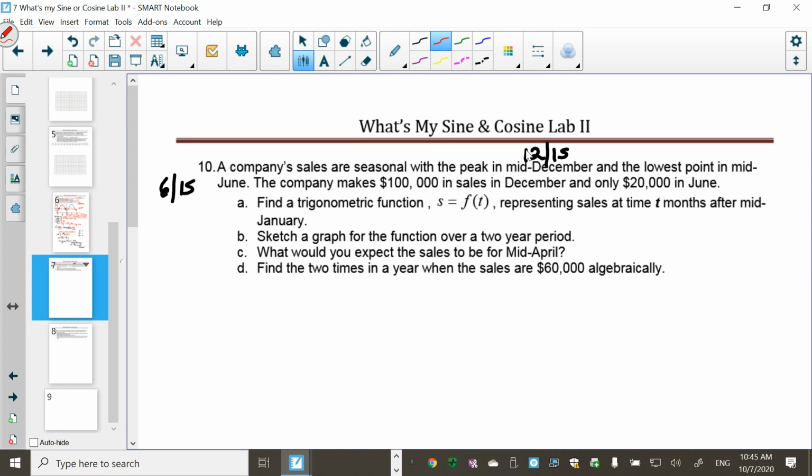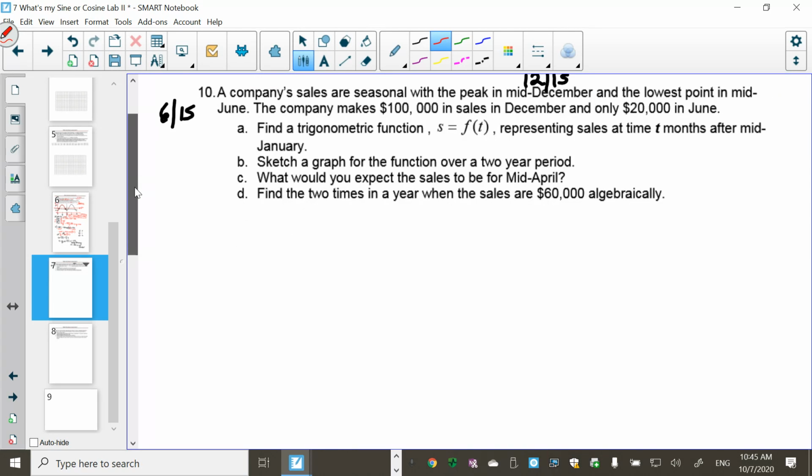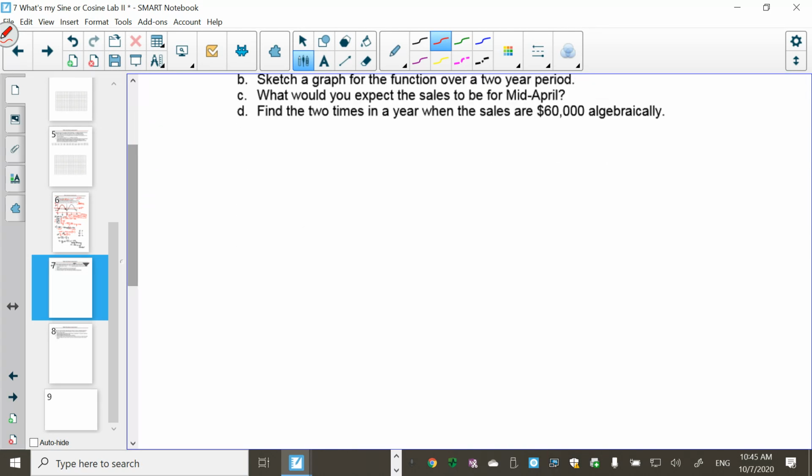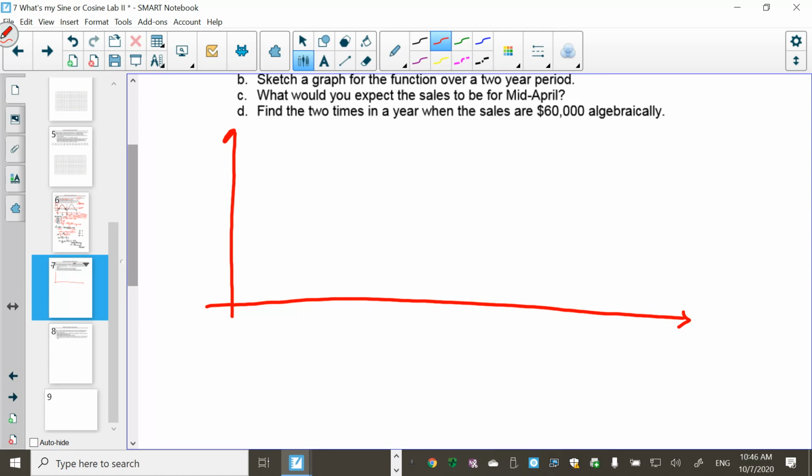All right. It says now find a trigonometric function. Again, you get to make this look however you want to look. But I want you to be smart about how you do this. So we're going to do life in quadrant 1. I'm only going to do 1 year because I didn't tell you what to do, so we're just going to do 1 year. So this is sales in dollars. This is time in months.